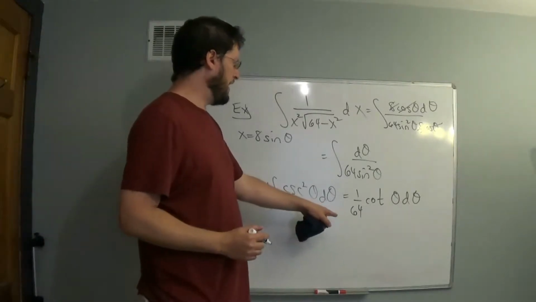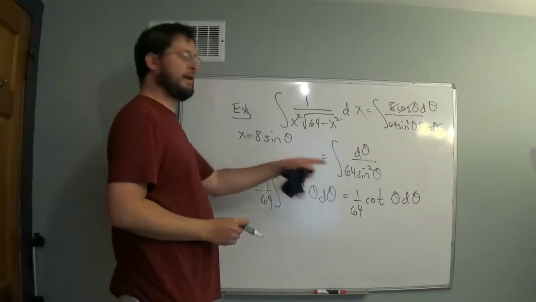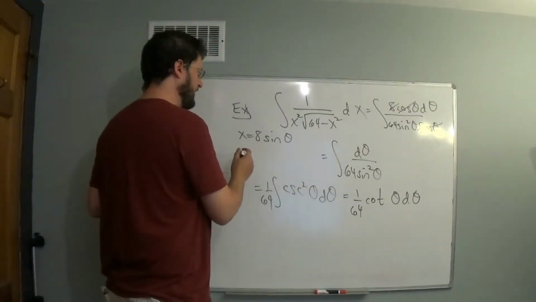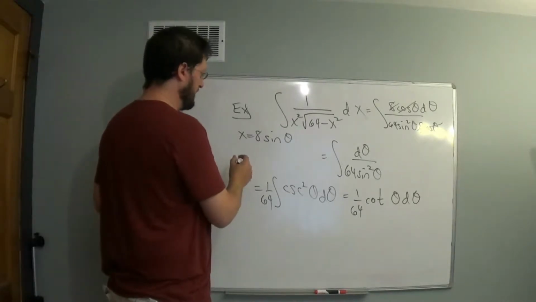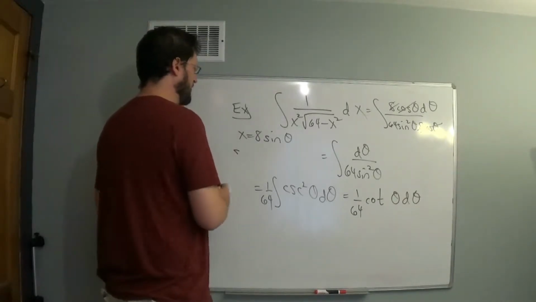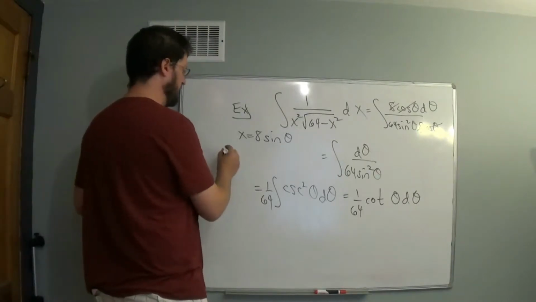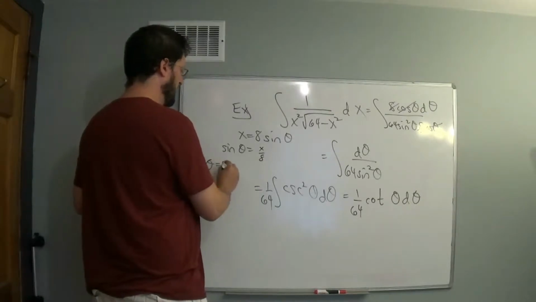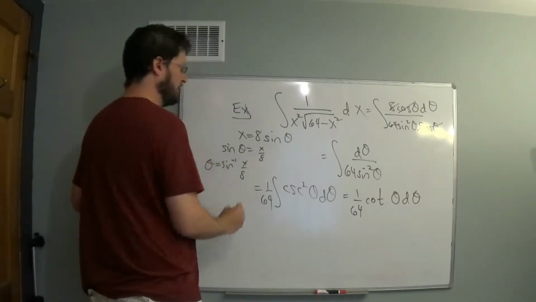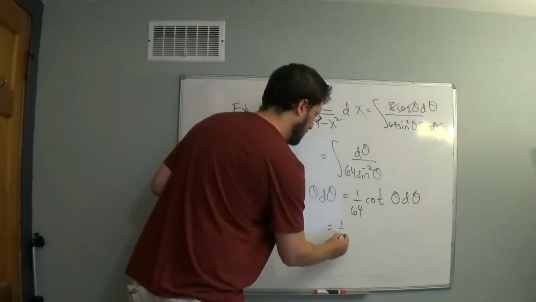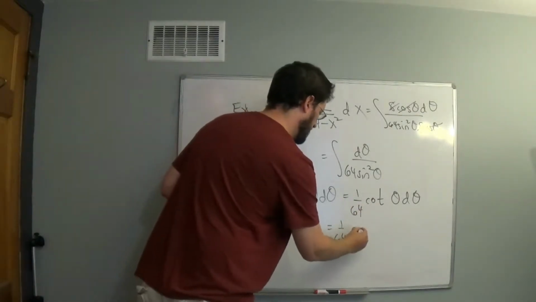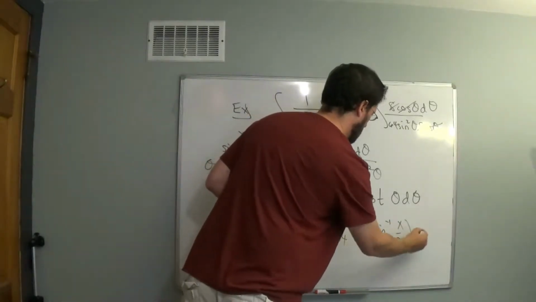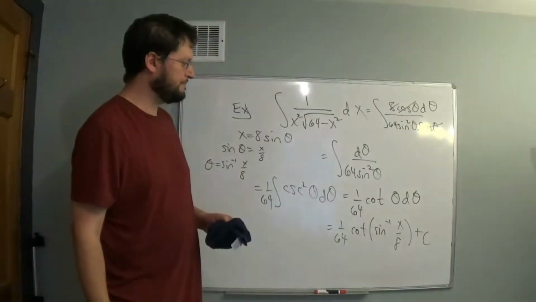Alright, now we do need to make a backward substitution to turn it back into x. If x is equal to 8 sine theta, that tells me that x over 8 is sine theta, so that theta is sine inverse x over 8. So this is 1/64th cotangent of sine inverse x over 8 plus c.